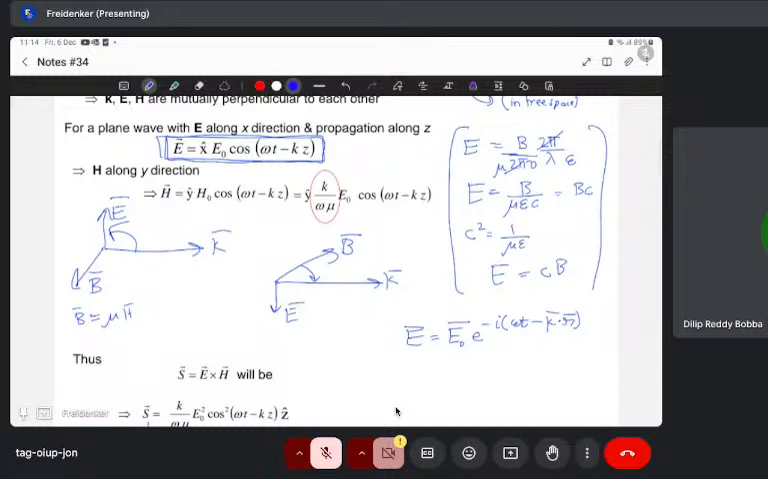If E is given, I told you, you have to take the real part of E bar. So if you take the real part, you'll get cos. That is why cos is there. And if you're moving in z direction, then r bar is nothing but z bar, which is z z cap.